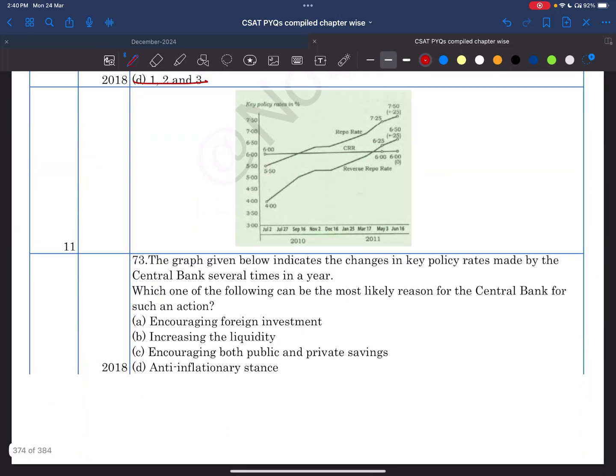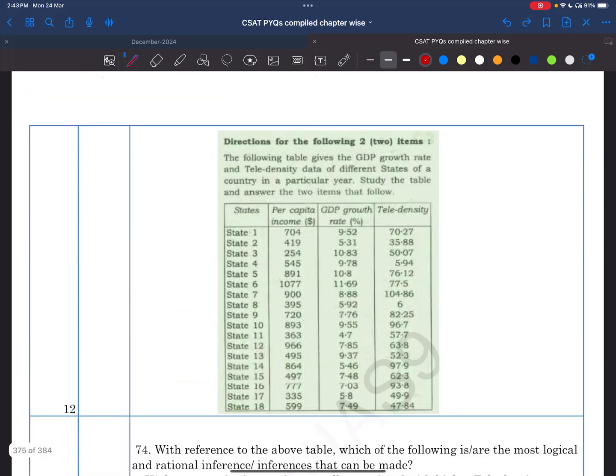The graph given below indicates the changes in key policy rates made by the central bank several times in a year. Which one of the following can be the most likely reason for the central bank for such an action? What we are observing, the repo rate is increasing, right? And here also the reverse repo rate is increasing. That means why does the repo rate increase? To take an anti-inflationary stance. Definitely, even without using the graph we can take that. Right? This is the only thing which is concerned with the central bank. Right? Let's go to the next question.